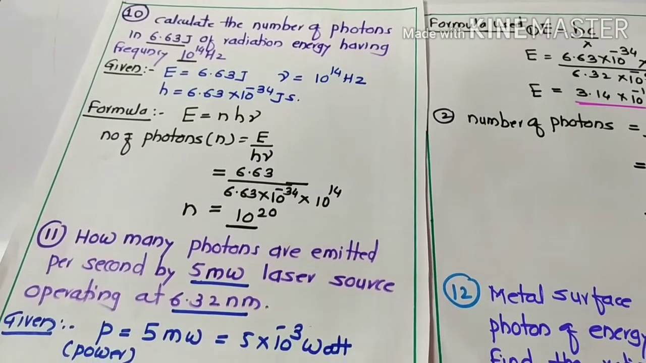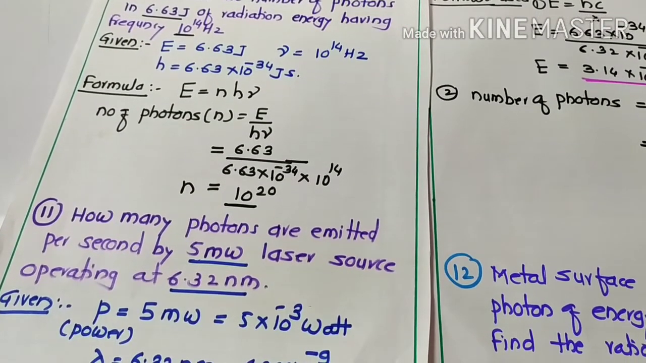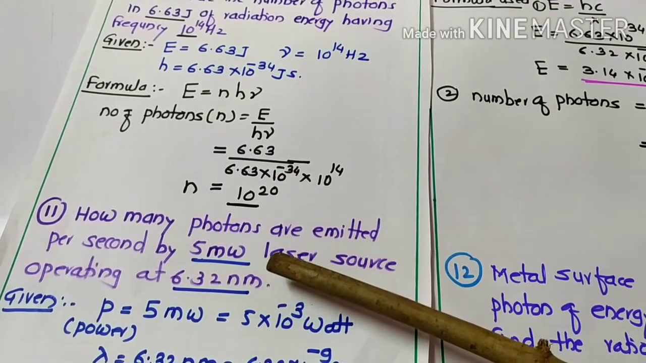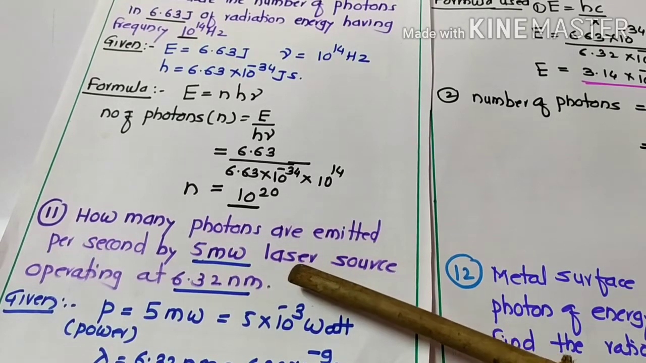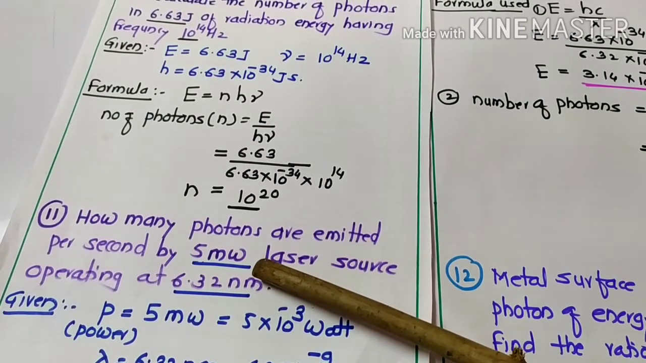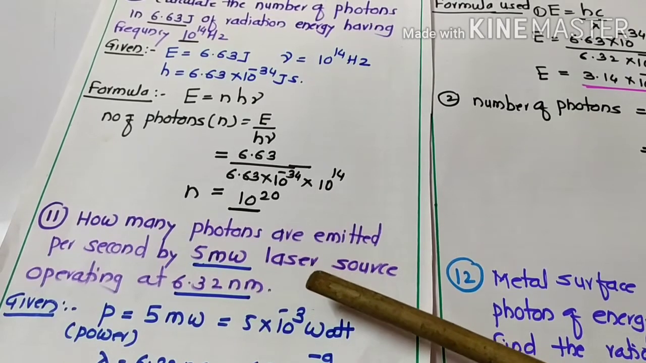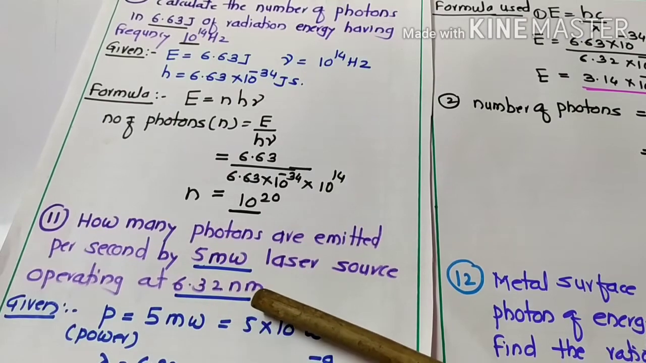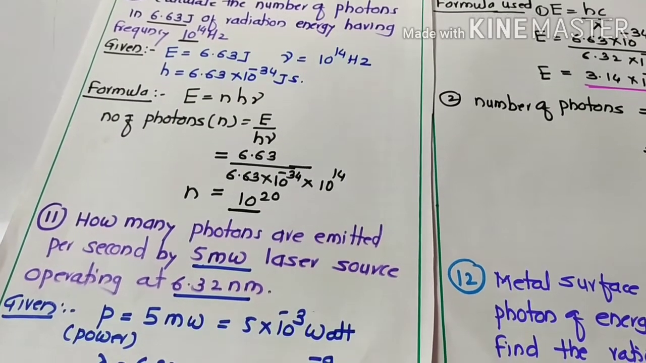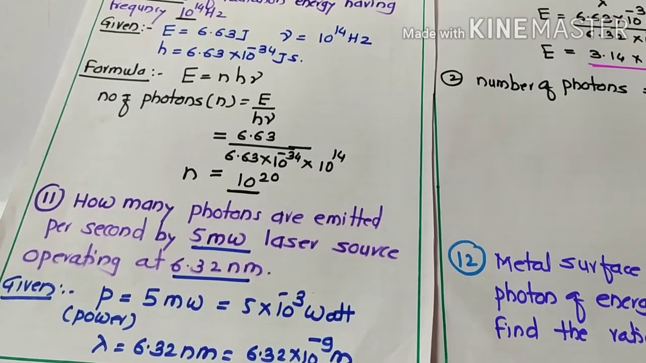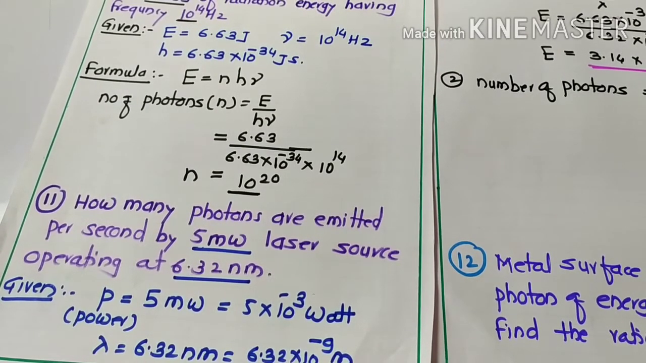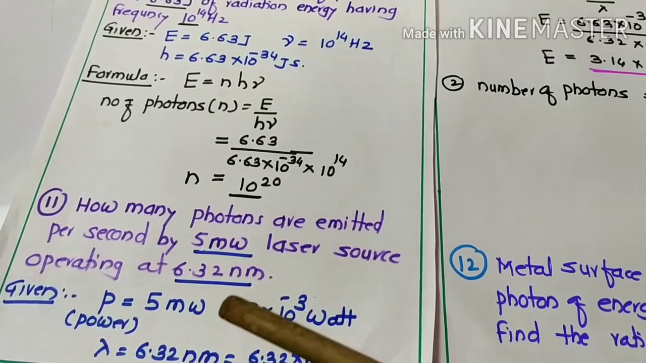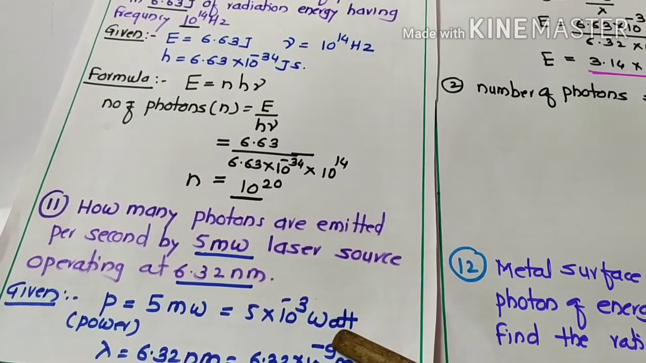Then problem number 11. How many photons are emitted per second by a 5 milliwatt laser source operating at 6.32 nanometer? Here the power is given. 5 milliwatt means the power P is 5 into 10 raised to minus 3 watt.